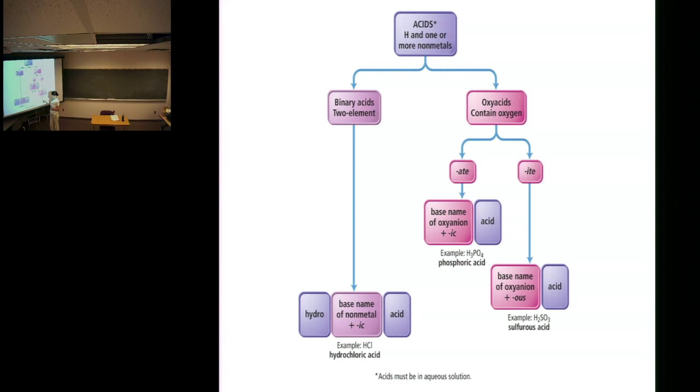For example, we already talked about hydrochloric acid. This is phosphoric acid because that's phosphate. This is sulfite, so it becomes sulfurous acid. Didn't we say ite goes to us? So if it was called sulfite, now it's sulfurous. If this was phosphate, ate goes to ic, it's phosphoric acid. Okay.